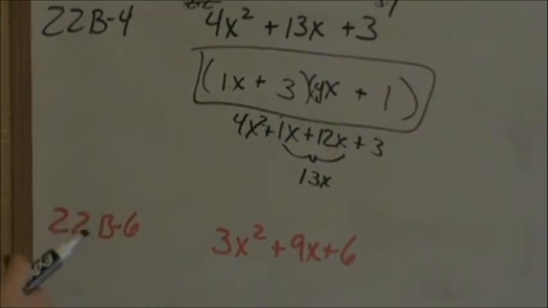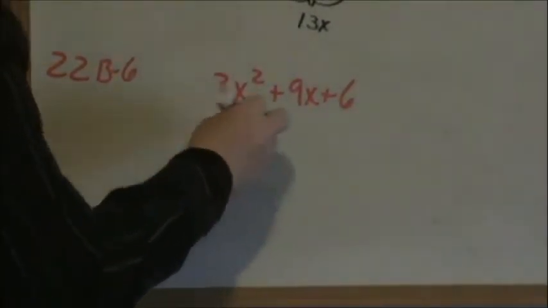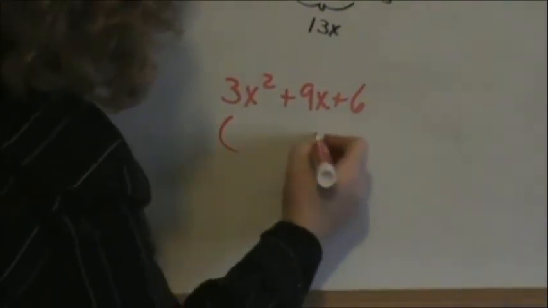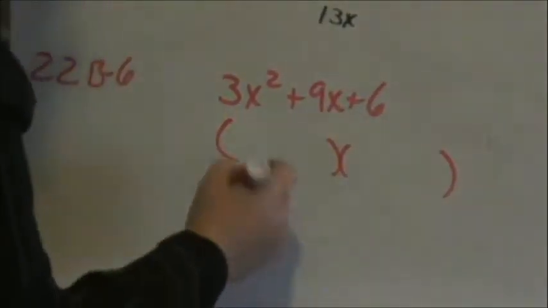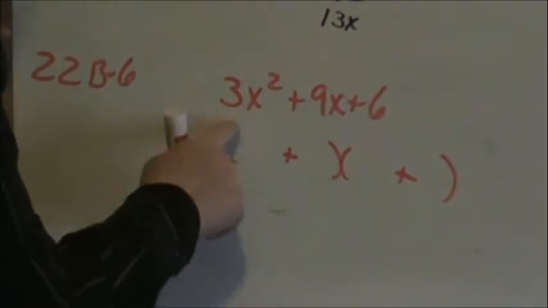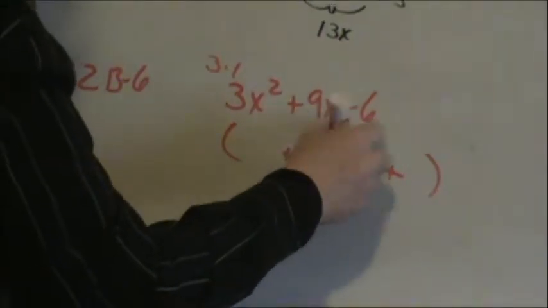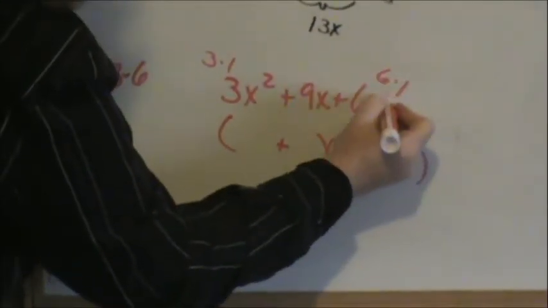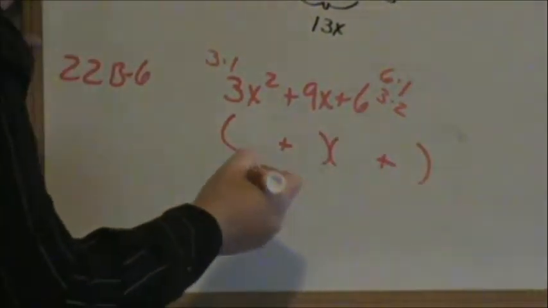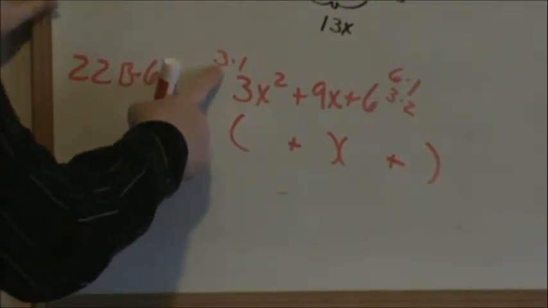Let's jump down to 22b, 6. We have 3x squared plus 9x plus 6. This will factor into two binomials. Positive, positive means I'm in a positive world. Let's look at the factors of 3, or just 3 times 1. The factors of 6: 6 times 1, and 3 times 2. I'm going to start here because it only has one set of factors. That's the only set that I can use.